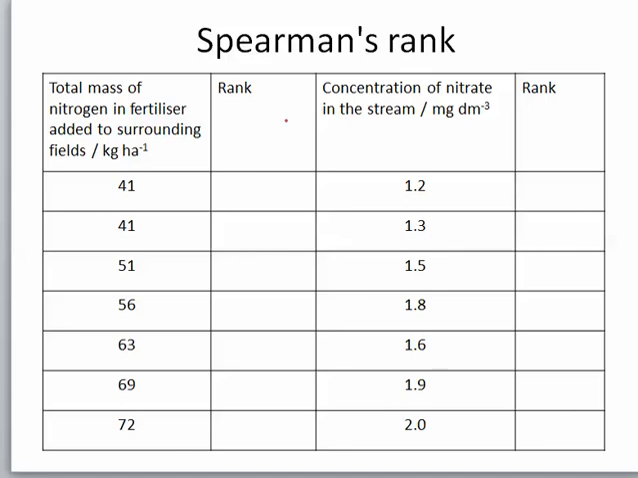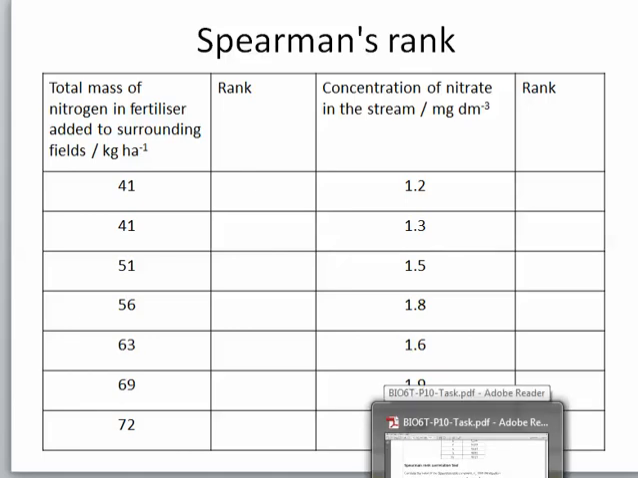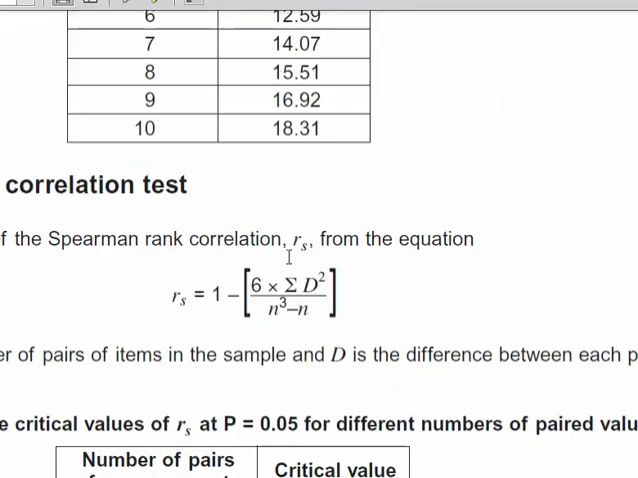So the first stage to doing that, if you're using Spearman's rank, let's have a quick look at the equation that you get in the ISA sheet. It says here the RS value equals 1 minus 6 times the sum of D, which is the difference, squared, divided by the number of samples cubed minus the number of samples.